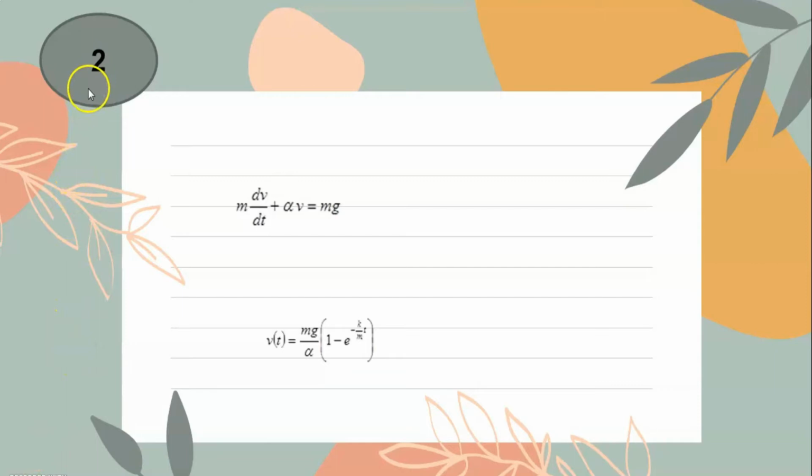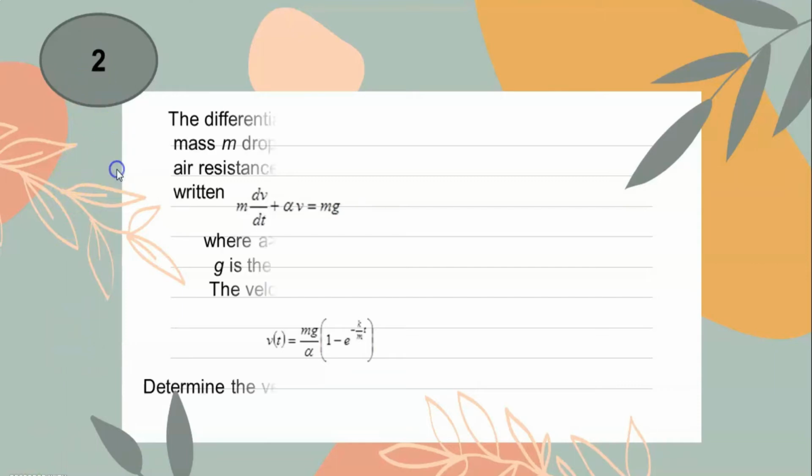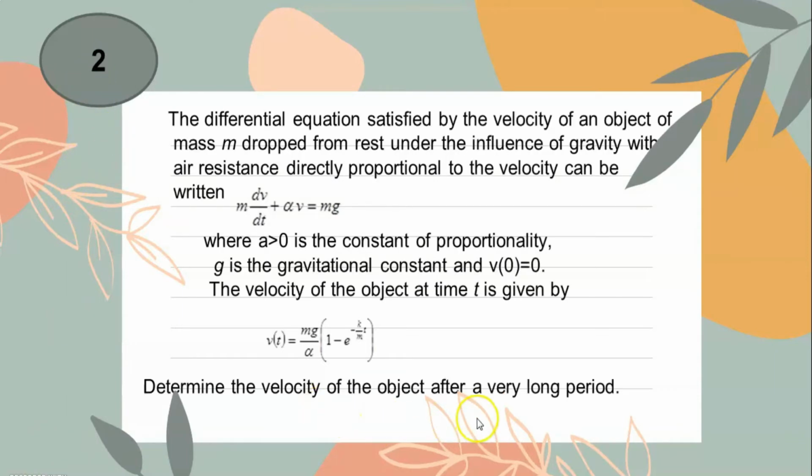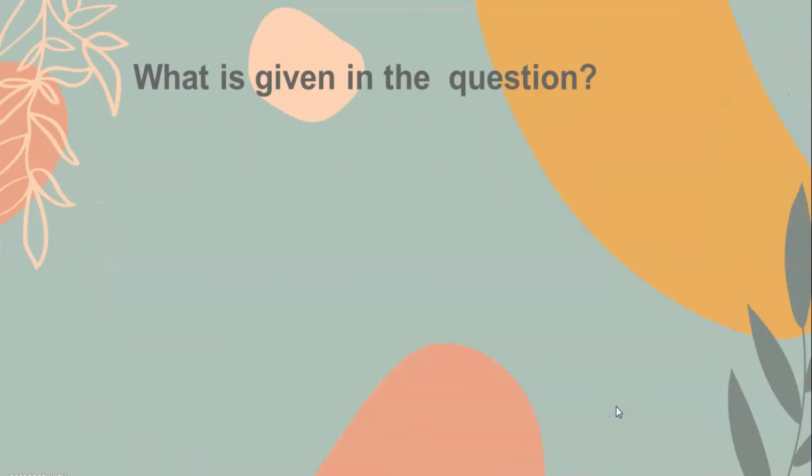Assalamualaikum. For question 2, the question asks us to find the velocity of the object after a very long period. What we have to do is put together all the information that is given. The first information given is that the velocity of the object at time 0 is equal to 0.